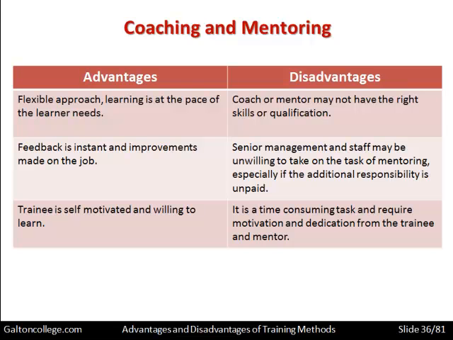It's a time-consuming task and requires motivation and dedication from the trainee and the mentor. It is an extra layer of work for the mentor. The mentor has to do his or her tasks as normal, and in addition to those has to mentor someone else and keep an eye on someone else, give them guidance and suggestions and talk to them and get them to understand. It's an extra layer, and as I said, it may be unpaid. So it is time consuming. It does sap energy.